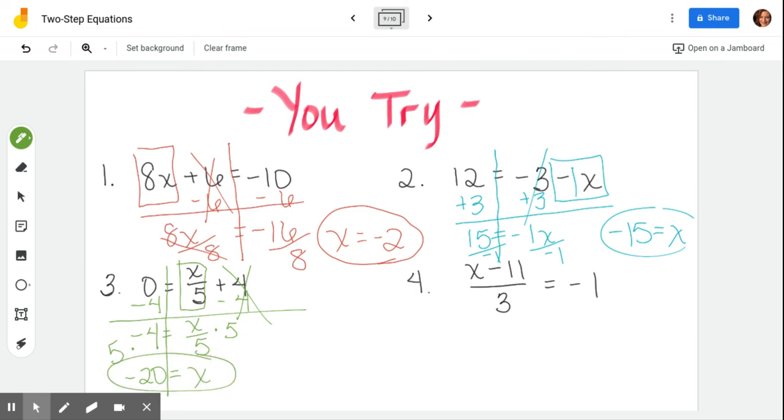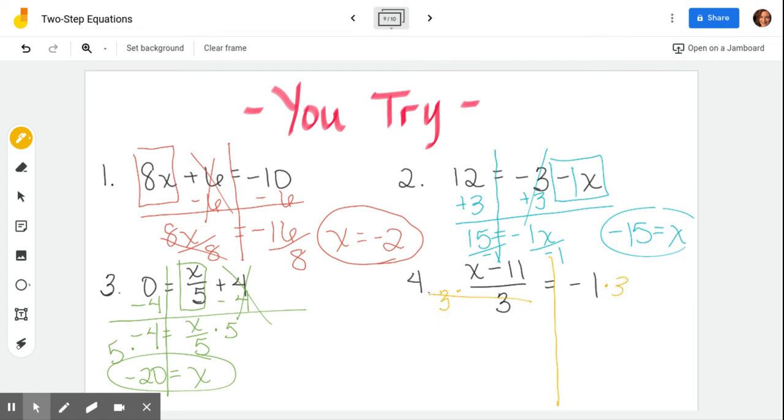Okay, one more. I'm going to separate through my equal sign. But the issue is that x is trapped within a problem within a problem. So I'm going to cancel out that fraction by canceling out the division. I'm going to multiply both sides by 3.